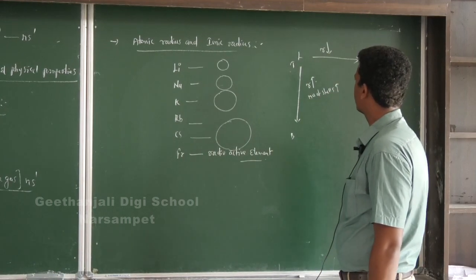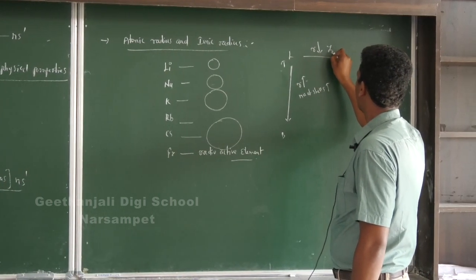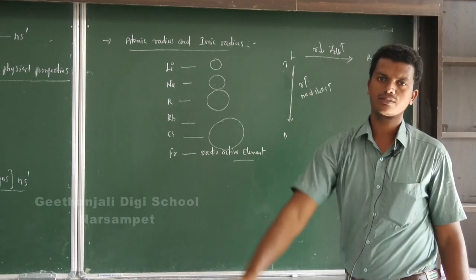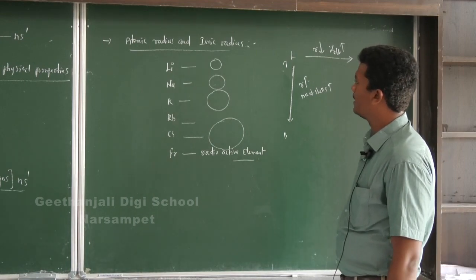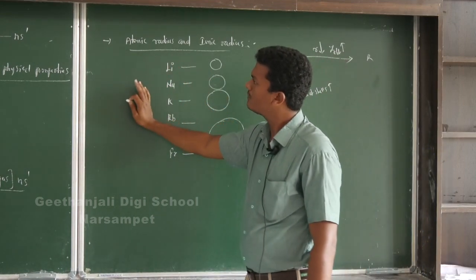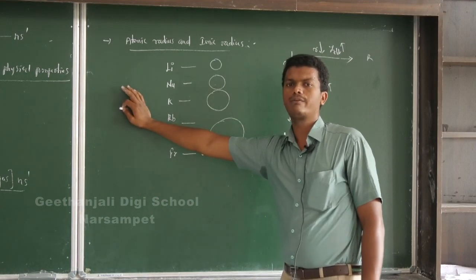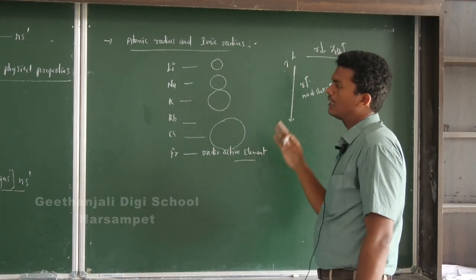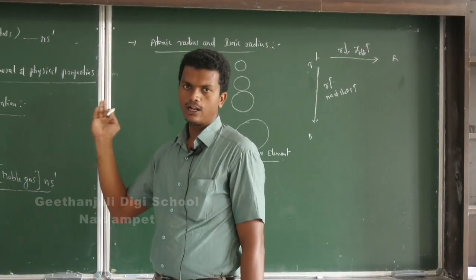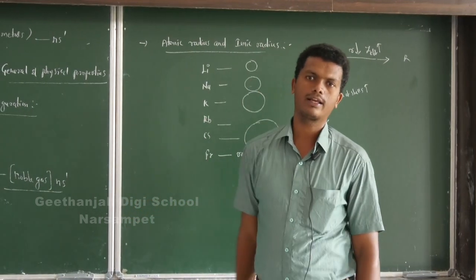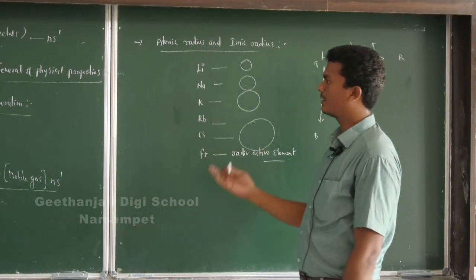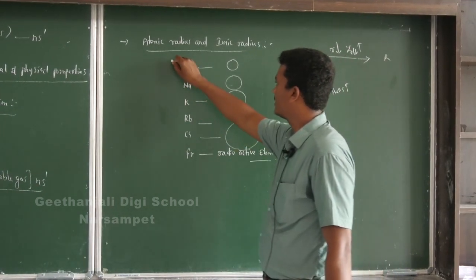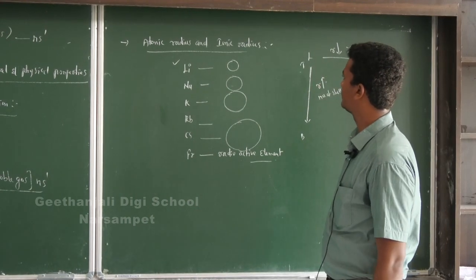atomic radius or atomic size will decrease because the effective nuclear charge will increase, that's why the size will decrease. So atomic radius, not only of these first A group elements, in a group from top to bottom the atomic size will increase. This is because the upcoming electron, the outermost electron, enters into different shells. That's why the number of shells increases, so the size will increase. This is about the atomic radius or atomic size.